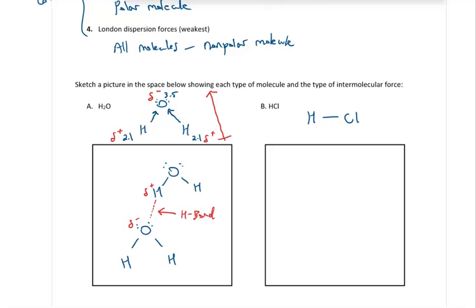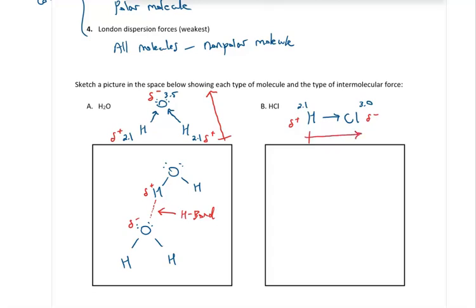Now, if I look at something like HCl, it also has a polar bond. We said hydrogen has an electronegativity of 2.1. Chlorine has an electronegativity of 3.0. Chlorine's going to pull those electrons towards itself. Chlorine's going to be the partial negative end. Hydrogen's going to be the partial positive end.